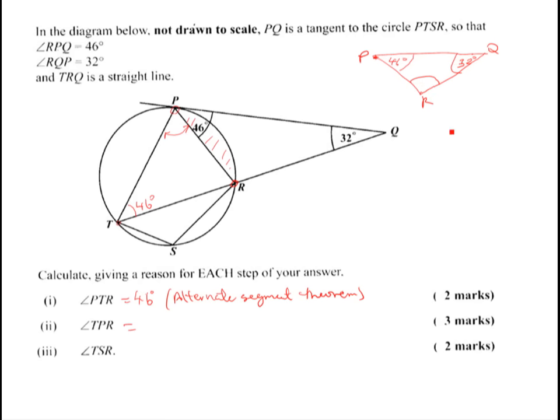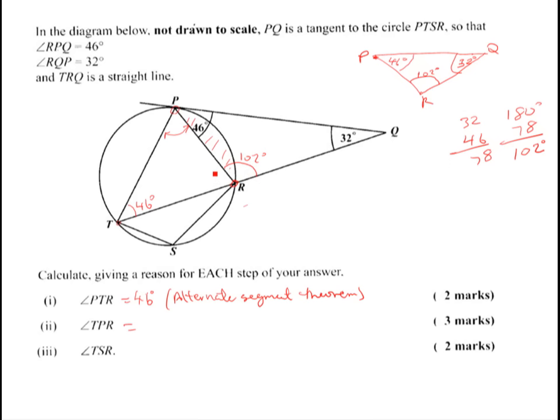The angles in a triangle should add up to 180 degrees, so I can find this angle here, right down here. If I add up 32 plus 46, I get 78. Then we take that from 180 degrees, and that gives me 102 degrees. This angle right here is 102 degrees. And the reason is the sum of angles in a triangle.